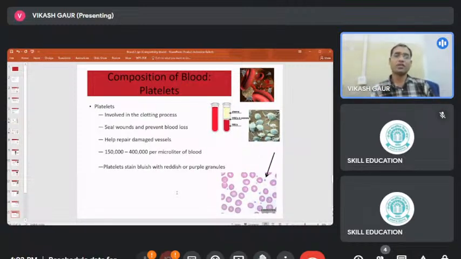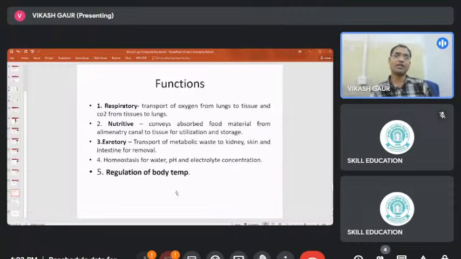These are involved in the clotting process, and platelets seal, bind, and prevent blood loss also. This is a main factor involved in the clotting process. These help repair damaged vessels. The normal range of platelets in human blood should be 1.5 to 4.5 per microliter of blood. These platelets can be stained bluish with reddish or purple granules found in the peripheral blood.